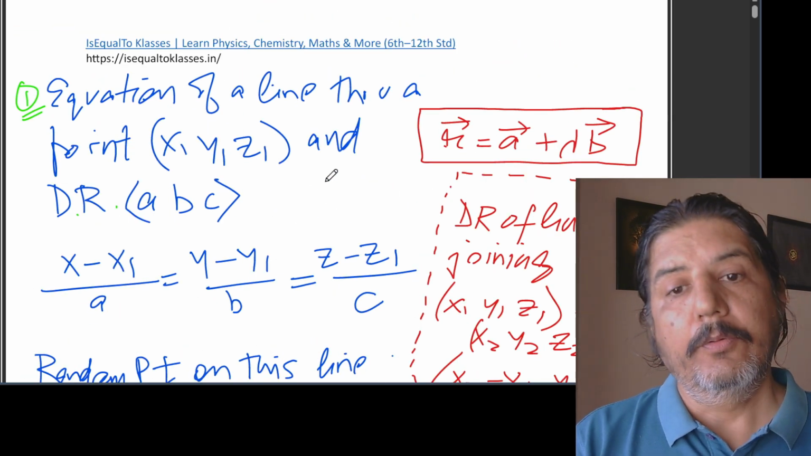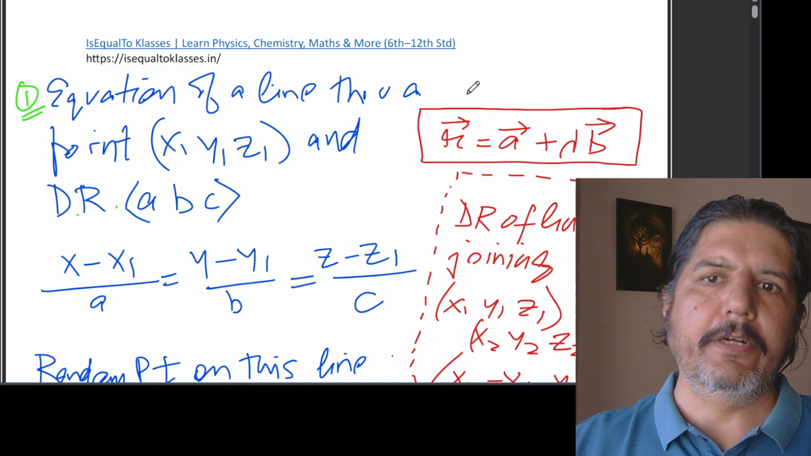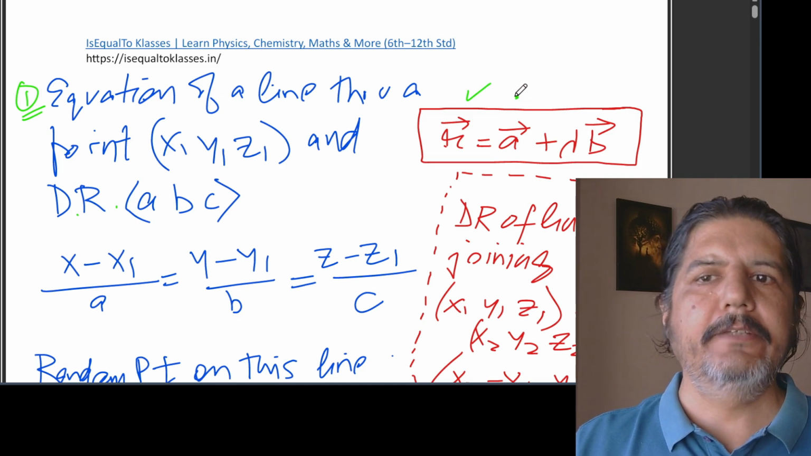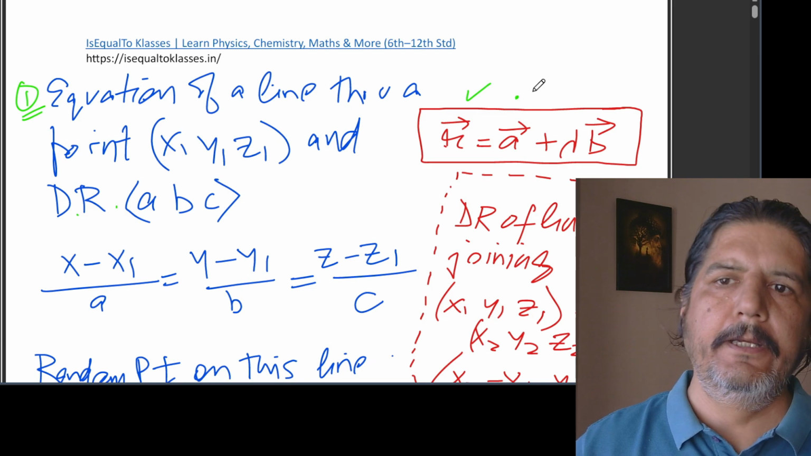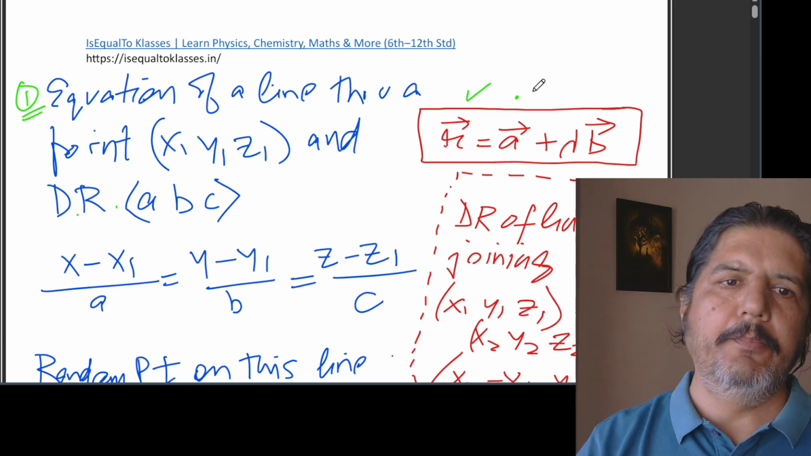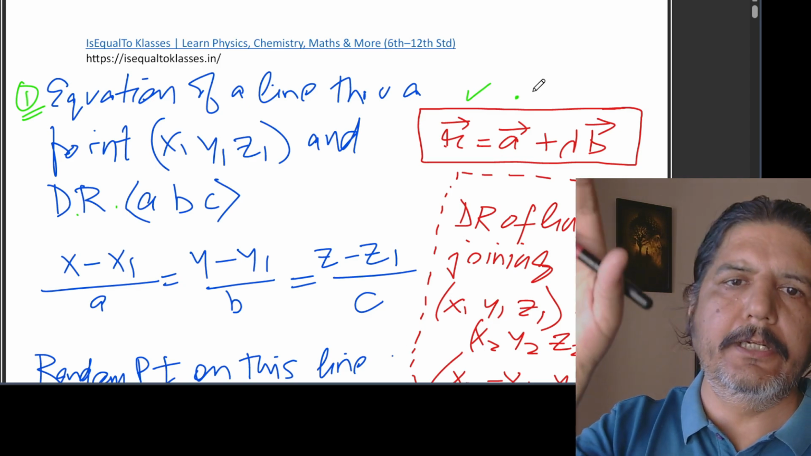Now, you can also write the equation in vector form. In vector form, the equation is written as r is equal to a plus lambda b, where a is the position vector of a certain point, and b is the direction ratios. Basically, direction ratios will give you the angle in which the line is tilted.